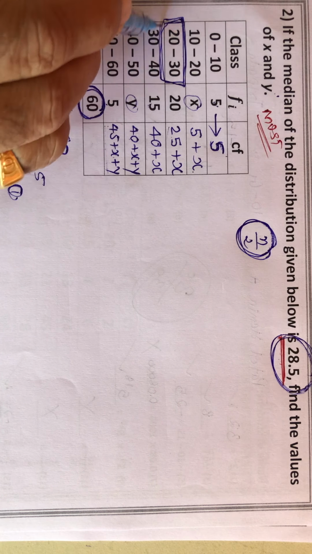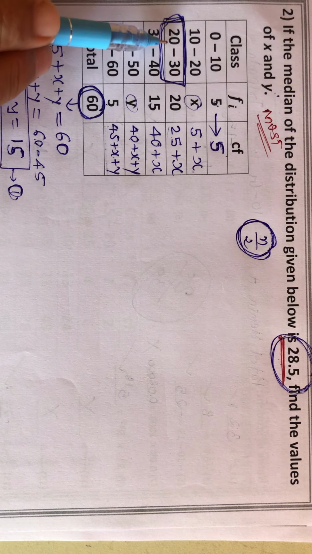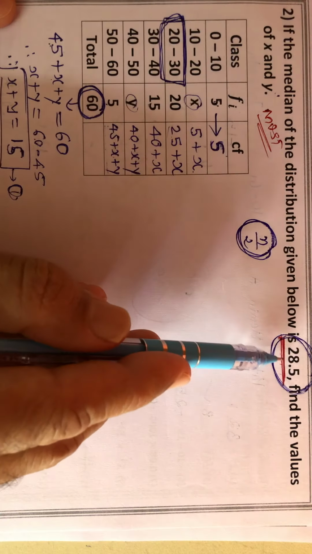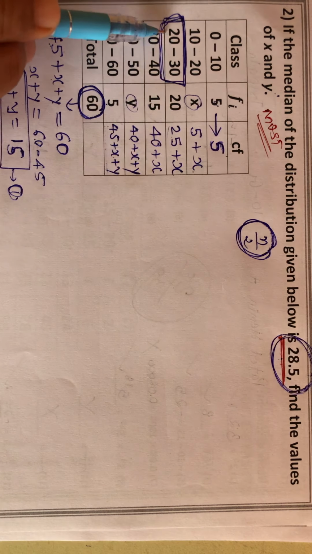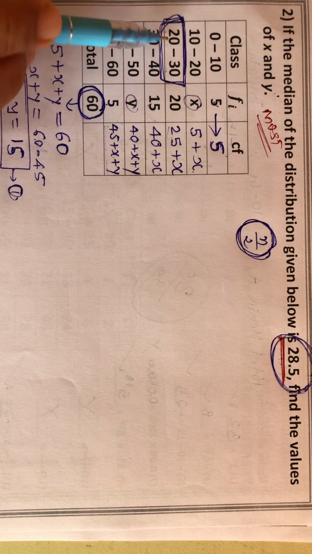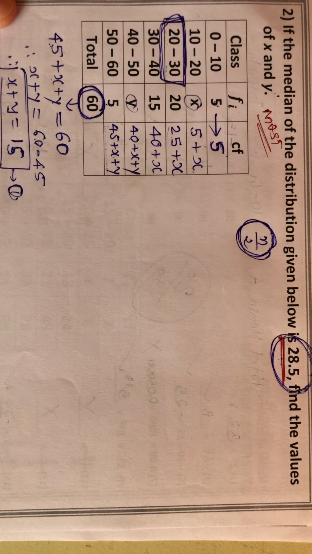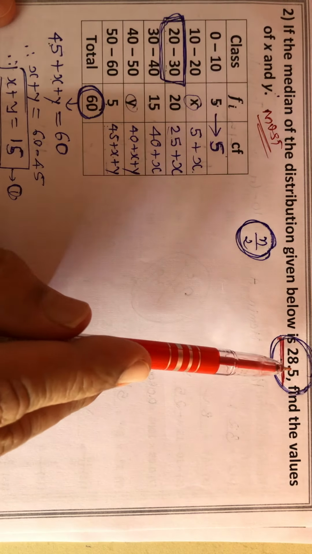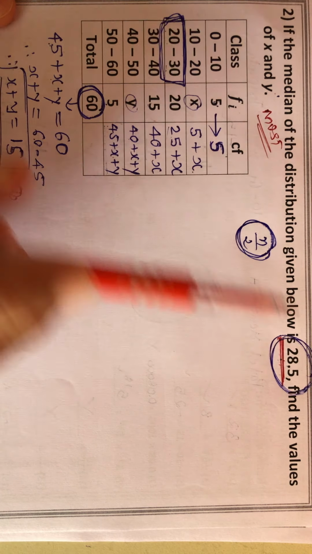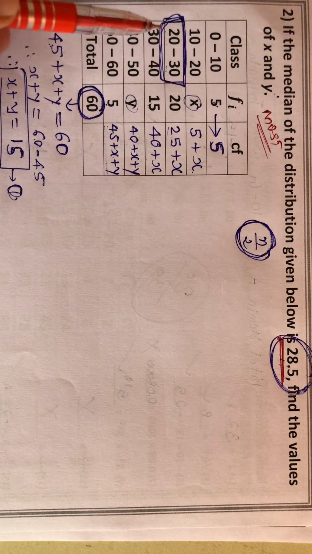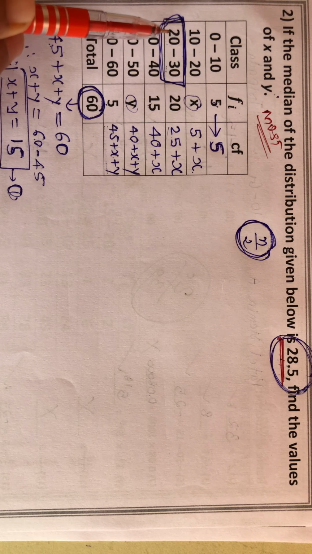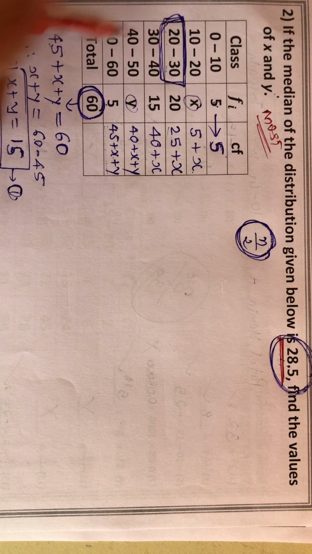See my friends, here the answer is already given as 28.5. This 28.5 lies between 20 to 30. Look again, 20 to 30. So this is our median class. Very simple. Did you understand? The answer is given as 28.5, so in our class, 28.5 comes between 20 to 30. So this is our median class.